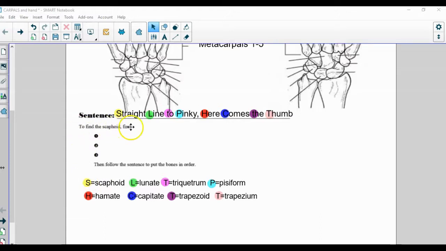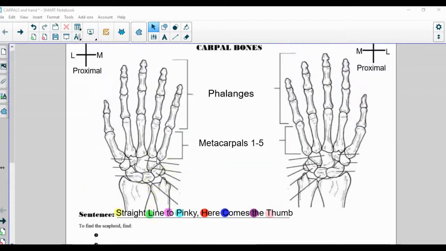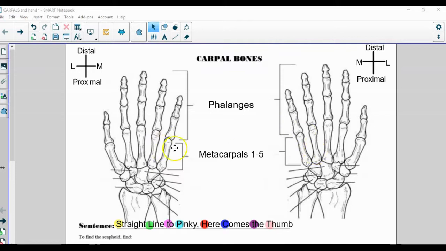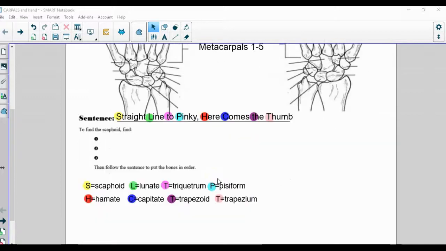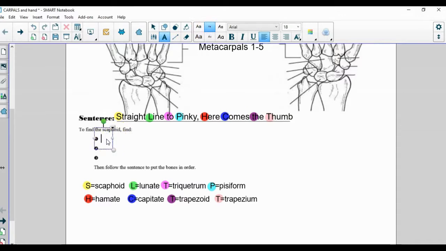So you'll notice here in the worksheet I have 3 rules in order for you to follow in order to find this bone called scaphoid, and it won't matter if the hand is positioned this way, or if the fingertips are down on the page, or even sideways on the page. It won't matter. You should always be able to find scaphoid and then get the rest of these 8 bones correct if you follow these rules. So the first rule is that we are going to start on the proximal row. In order to find the scaphoid, you need to find the proximal row of bones.